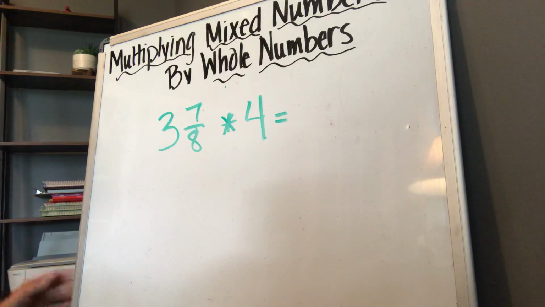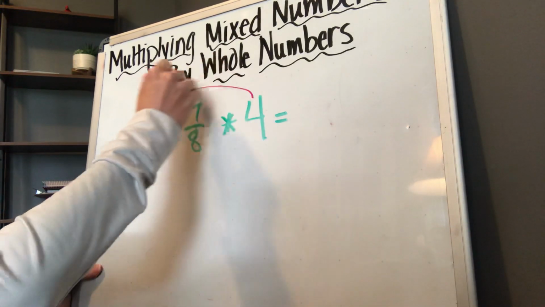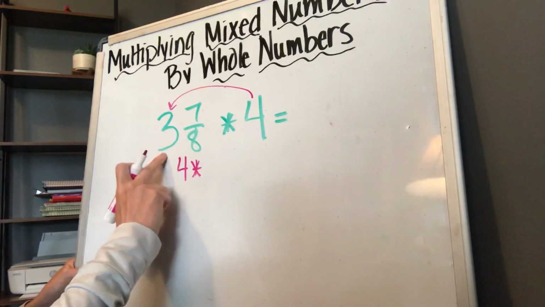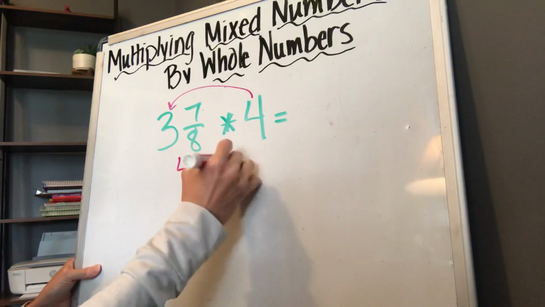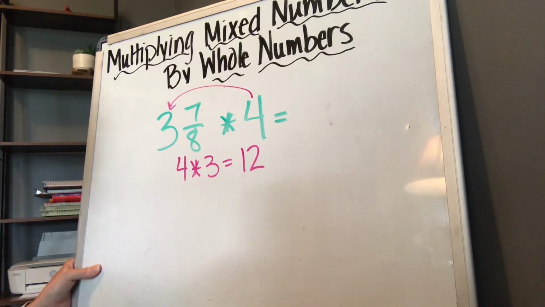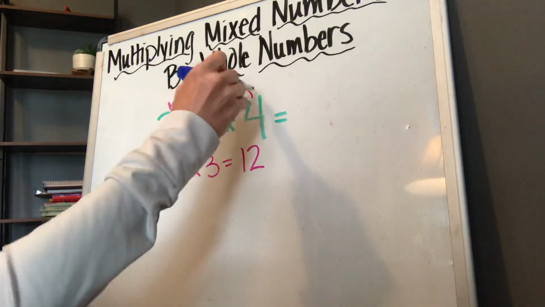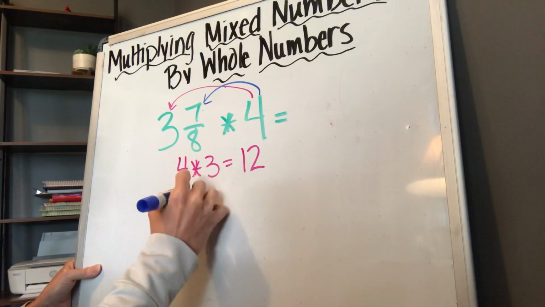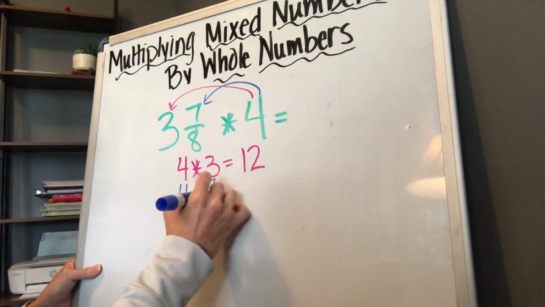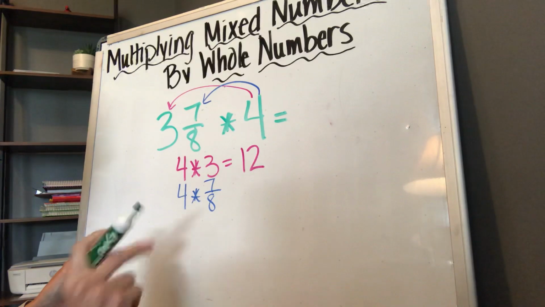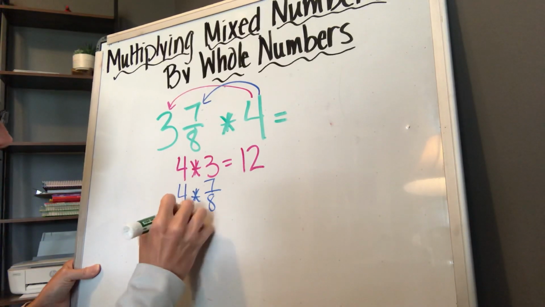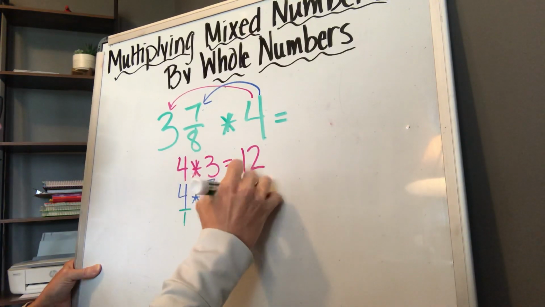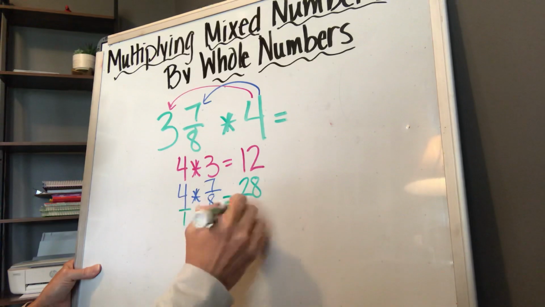All right, to solve this problem, the first thing I would have done is taken my 4 and multiplied it times my 3. So 4 times my whole number from my mixed number, 3, equals 12. That would have been my first step. Then my second step, take my 4 and multiply it times my fraction. So 4 times 7/8. And to solve a whole number times a fraction, you put that 4 over 1, multiply your numerators. So 4 times 7 is 28, and 1 times 8 is 8.